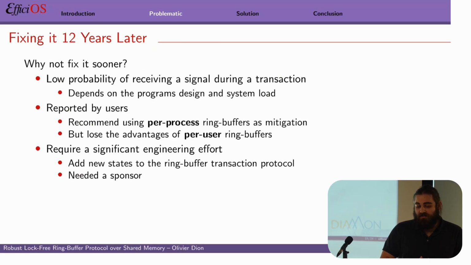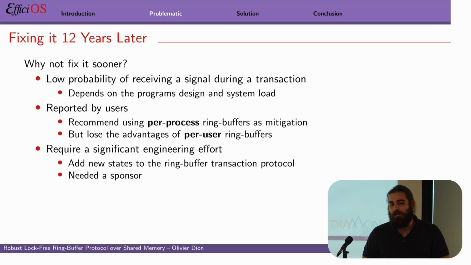So one could ask, why fix it 12 years later? Well, there's a low probability of receiving a signal during a transaction. It's a very short region. Typically, when you're in the fast path, it's a very short region. But in some cases, it's larger. And it heavily depends on your program design. If you don't do IPC over signal, you basically don't necessarily have this problem.